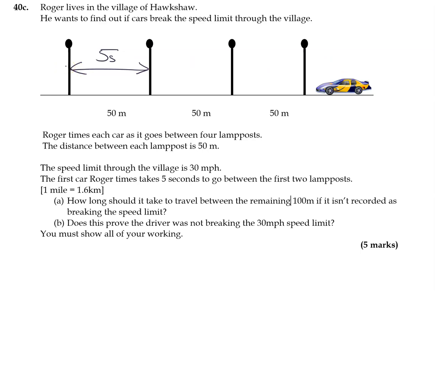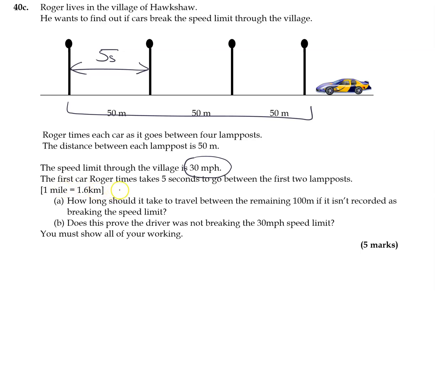Okay, because he's measuring a speed limit from the start to the end. He's not just measuring little sections. So let's have a look. Now, because the distances are in metres and the timing is in seconds, but the speed limit is in miles per hour, I'm going to change this miles per hour into metres per second. I could do it the other way. I could change metres and seconds into miles and hours, but I think it'd be a lot harder to do.